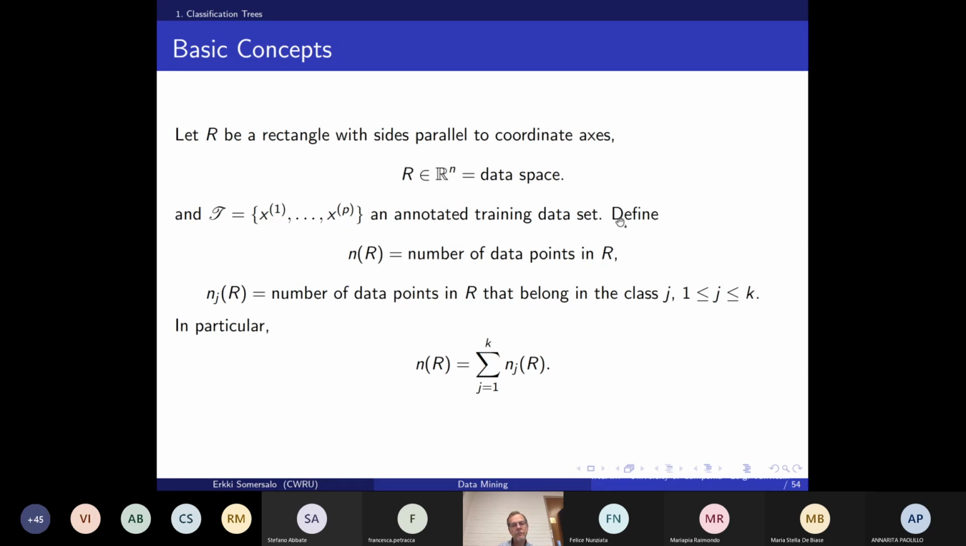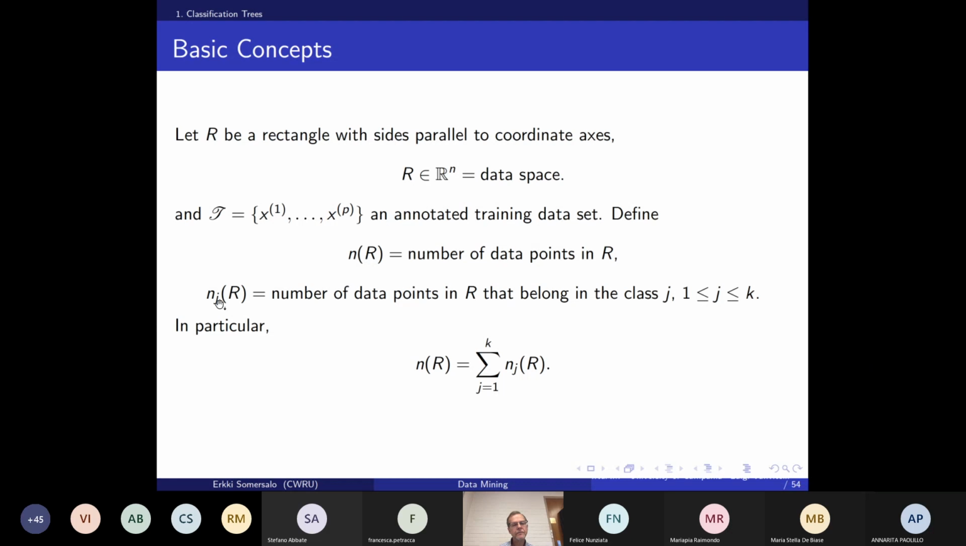And so what I'm defining now is, let's denote by nR the number of data points in R. So if all these x's are in this rectangle R, so we are not looking at a sub-rectangle, then this nR would be p. If R is a smaller set of the original data space, then my nR is smaller than p. But this is the number of points that I have in my rectangle R.